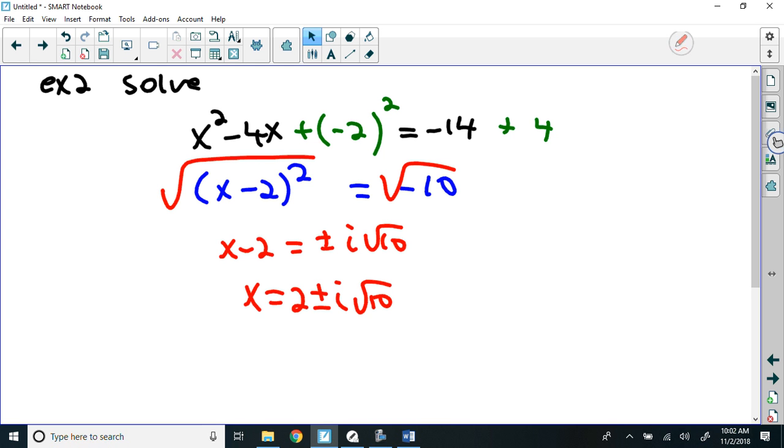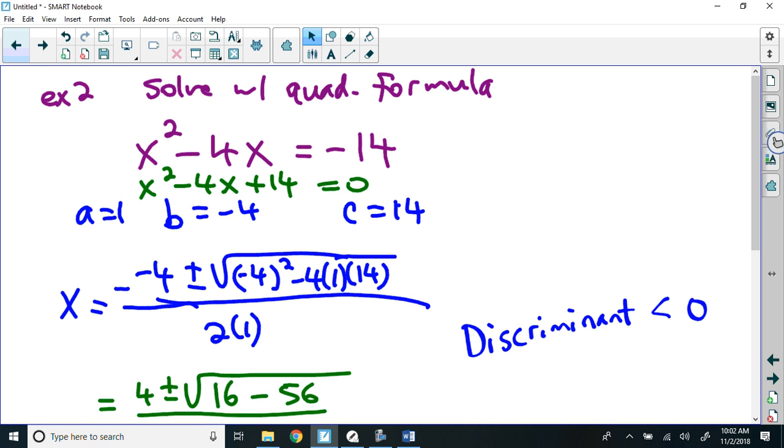I don't know how you feel, but I think that's a lot more compact, quick than the quadratic formula. But the cool thing about the quadratic formula, with this idea of the discriminant, is that it's going to give us a quick indication of what our answer is going to be, if it's going to have imaginary numbers in it or not.